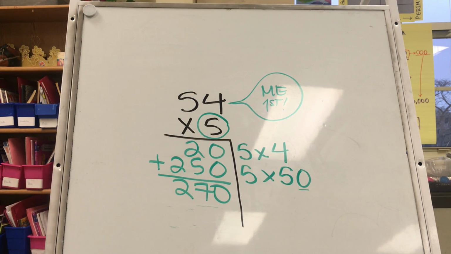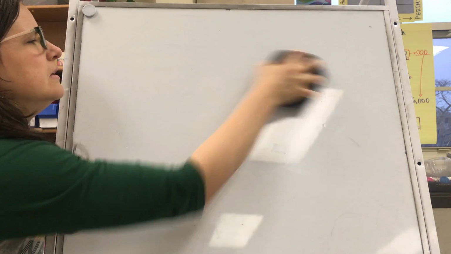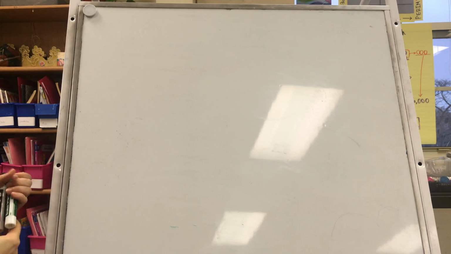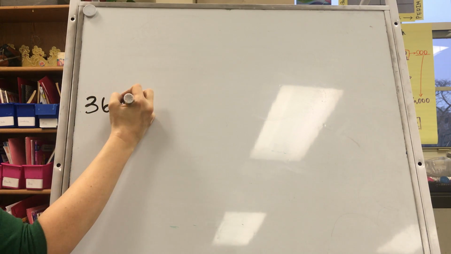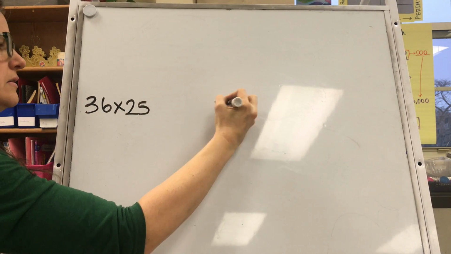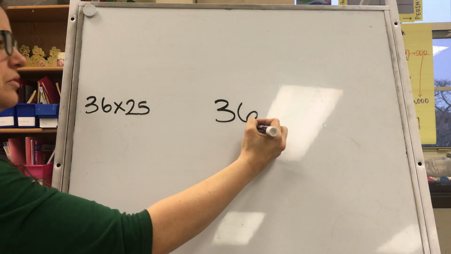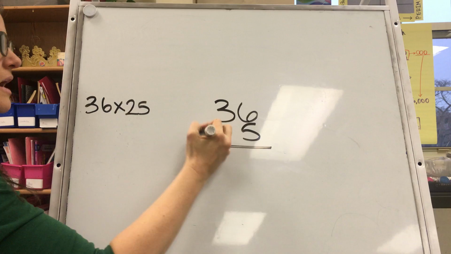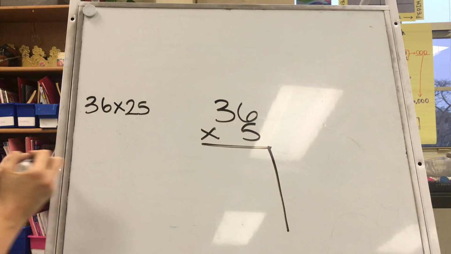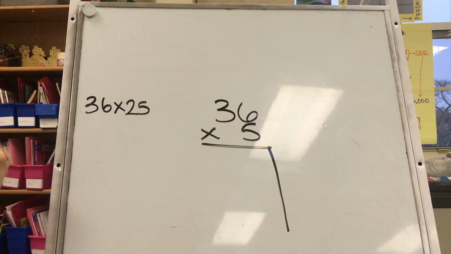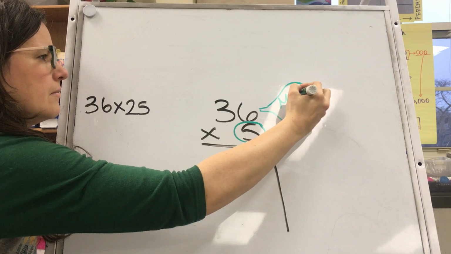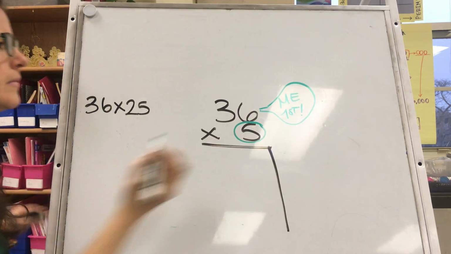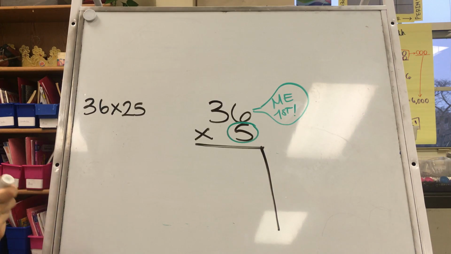So that is if you're doing 2 digits times 1 digit. For 2 digits times 2 digits, we start with the same setup. So let's say the problem were 36 times 25. Something I told the students is you can just start with what you know, set yourself up for 36 times 5. We'll come back for that 2 a little bit later. So we do what we know.